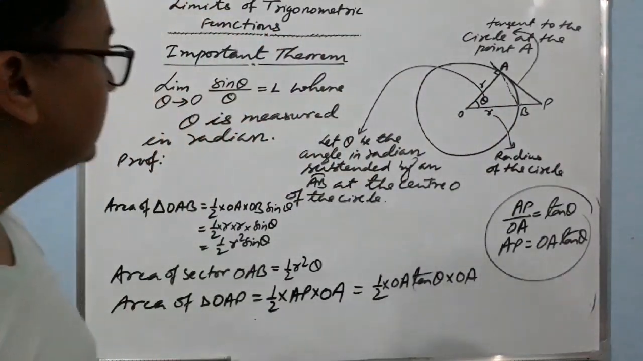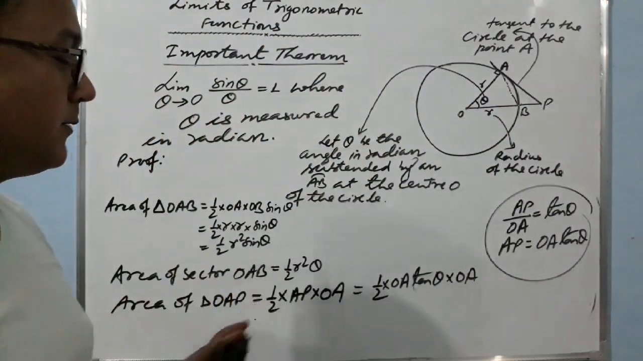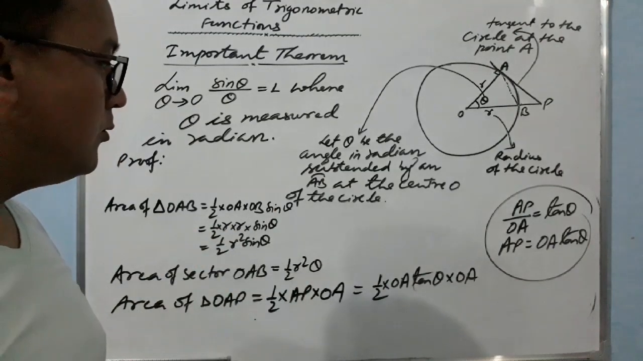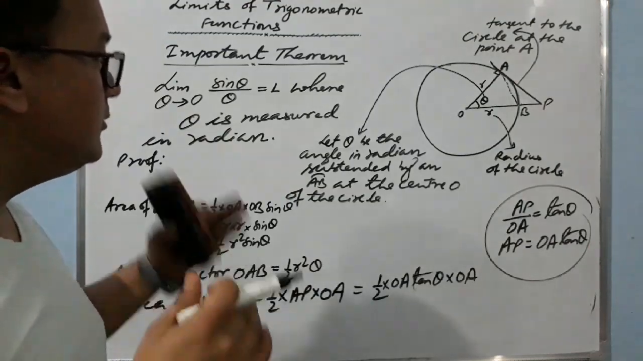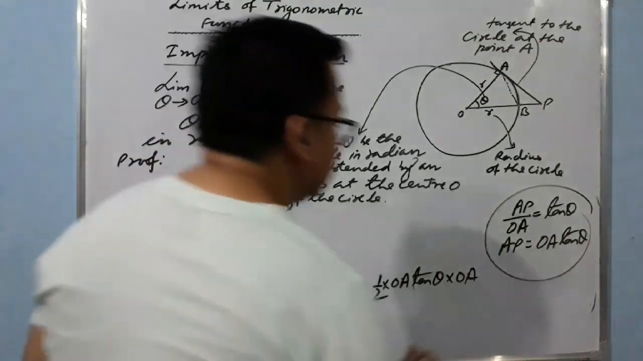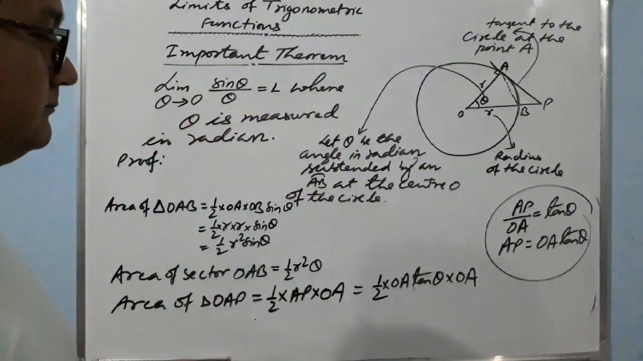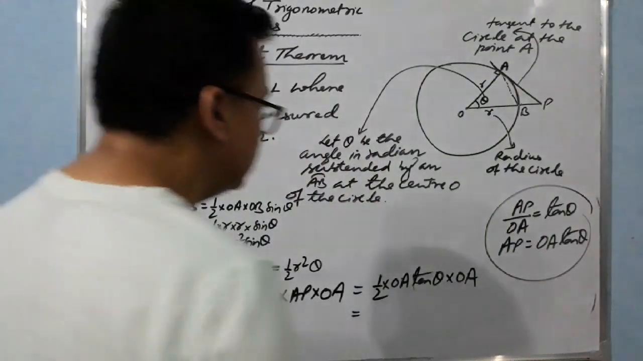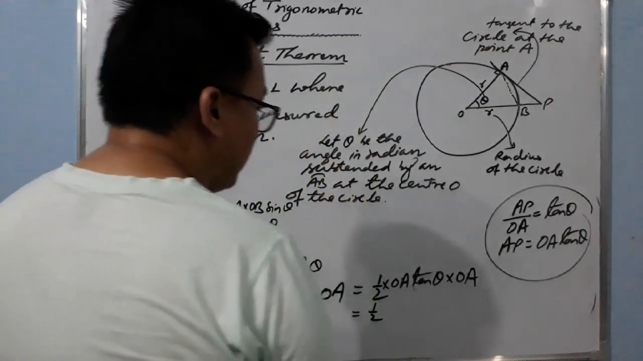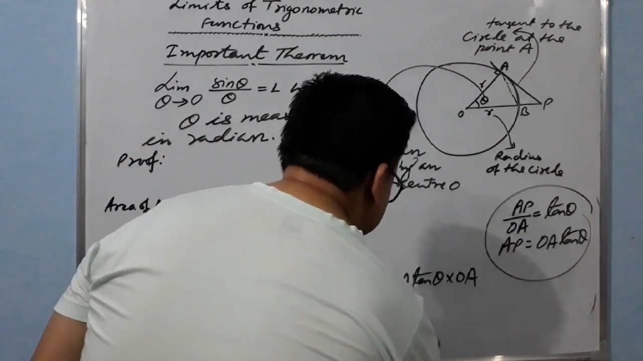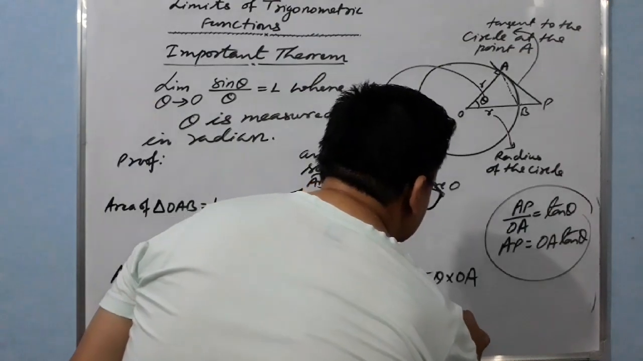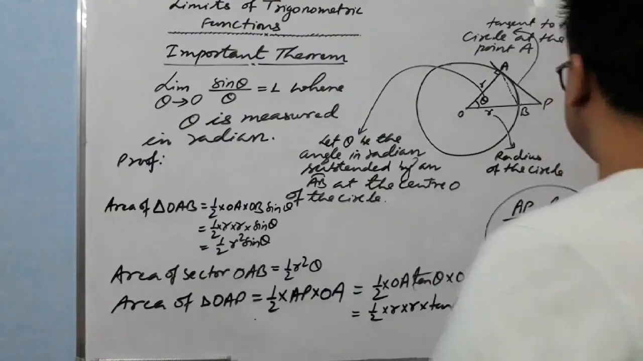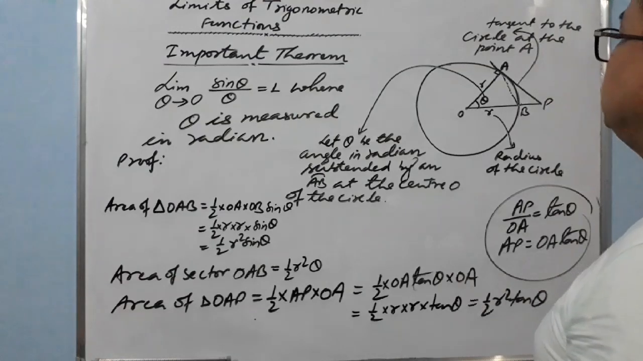Very important theorem, very important theorem. You have to go through each and every step of this theorem, whether you are studying in any school or any other place. If you do this theorem, then definitely this topic is going to be very helpful and useful. Also, 1 upon 2 here OA is the radius r, and OA is again r, and here tan theta, so we can say the area is half r square tan theta.